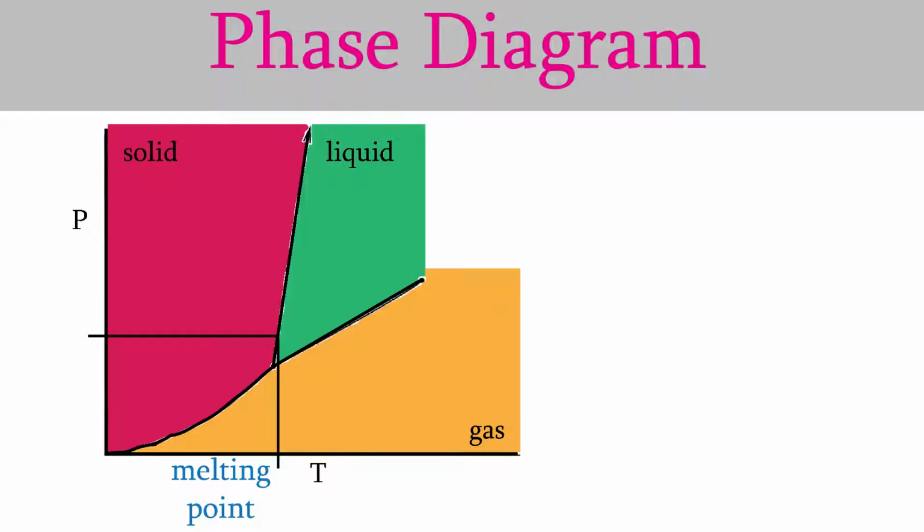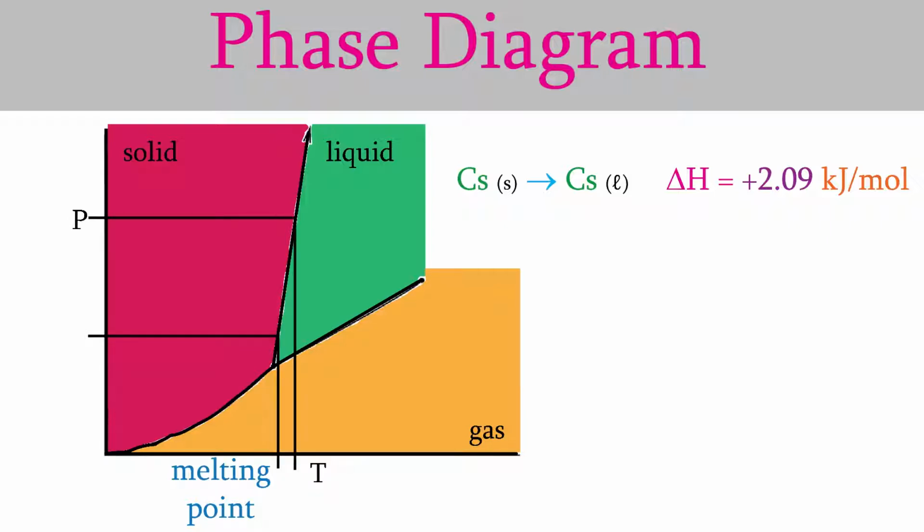As we saw before, if this substance were cesium, changing it from a solid to a liquid would take 2.09 kilojoules per mole. Notice that if we were lowering the temperature, we'd be freezing the substance instead of melting it, and the enthalpy would have the opposite sign. If it were cesium, the enthalpy change would now be negative 2.09 kilojoules per mole. Also notice that if the pressure were higher or lower, the melting point would be different. For example, if we were at 2 atmospheres, you can see that the melting point for this substance would be higher. There are two other things to notice about phase diagrams.